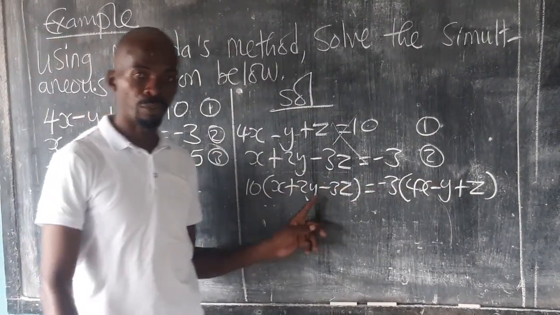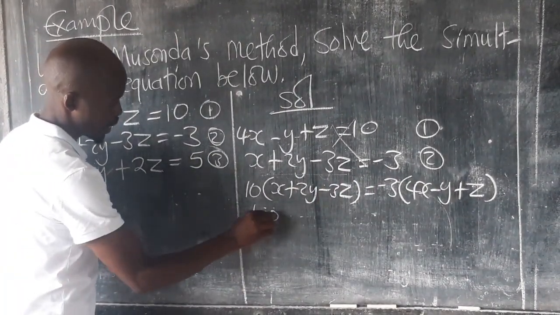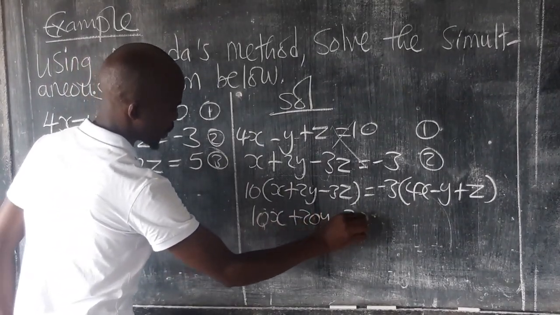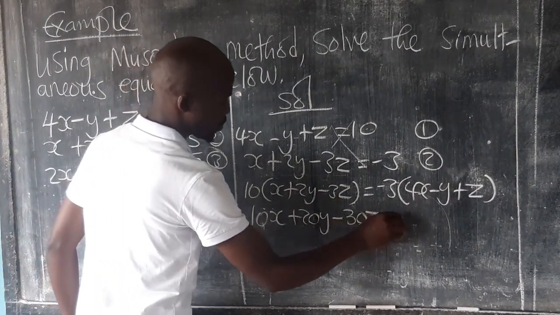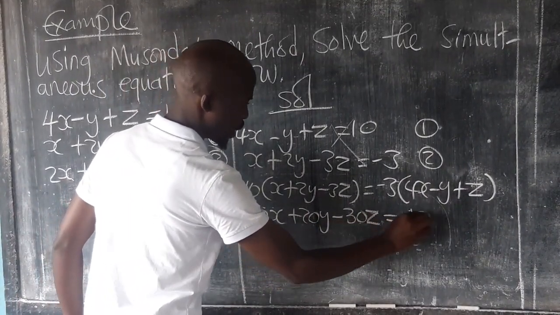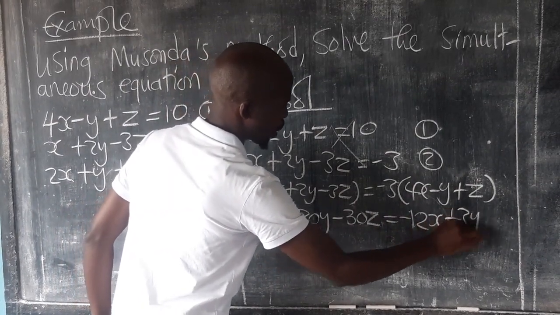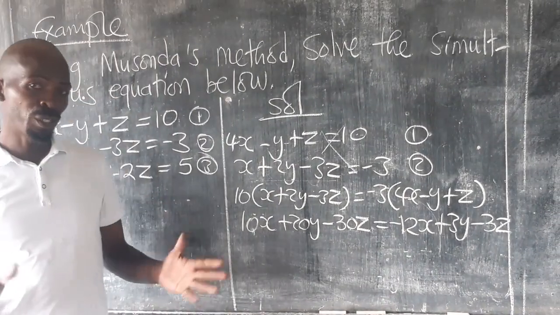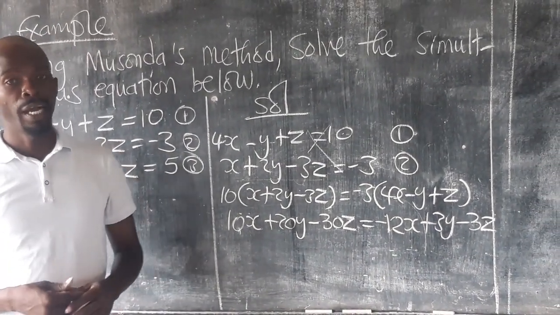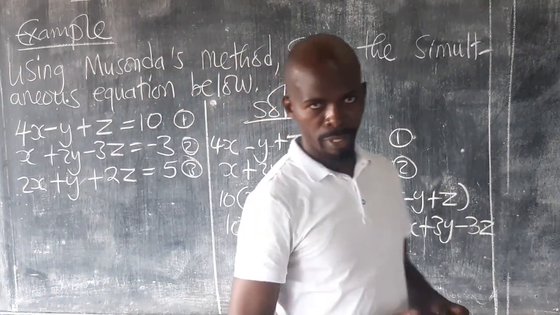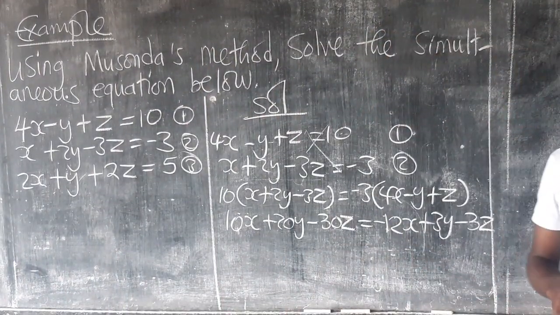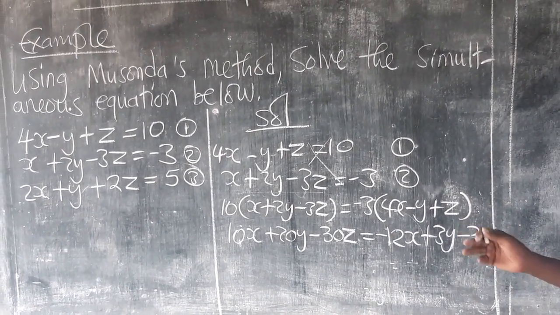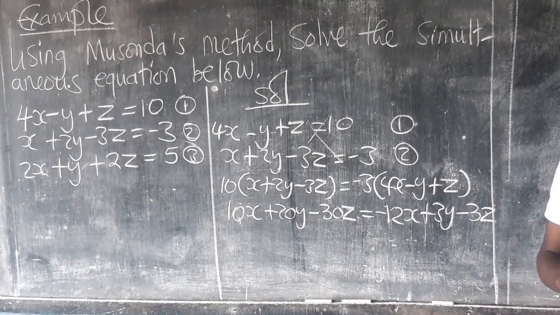Expand both sides of the equation. That becomes 10x plus 20y minus 30z equals negative 12x, positive 3y, minus 3z. It's time to collect the like terms and simplify. And at this point, I want to let you know that one of the variables must remain on the right-hand side of the equation to act as the constant. Then the 2 variables must be brought to the left-hand side of the equation.